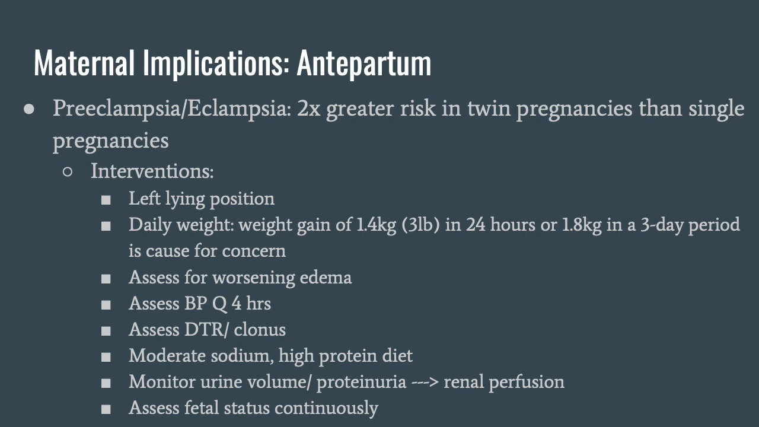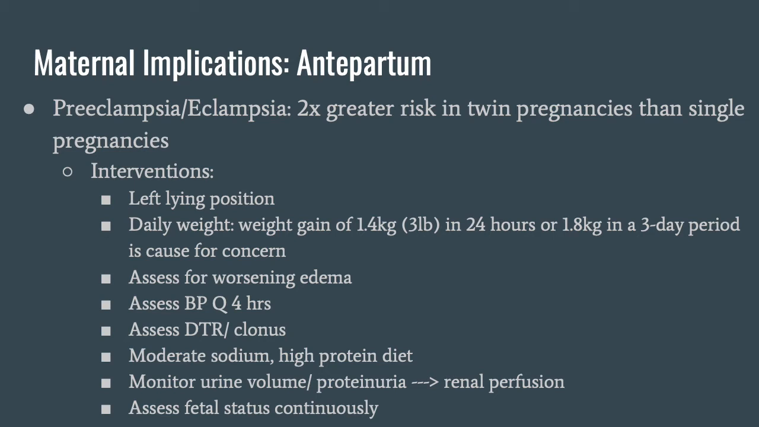Some other implications are preeclampsia and eclampsia. This is a big one. Multiple gestation pregnancies are at 2 times greater risk for these than single pregnancies. Some interventions for preeclampsia and eclampsia: you want to have the patient in a left lying position. This decreases the pressure on the vena cava. It increases the venous return, increases circulatory volume, and placental renal perfusion.